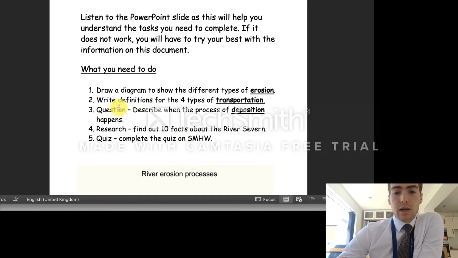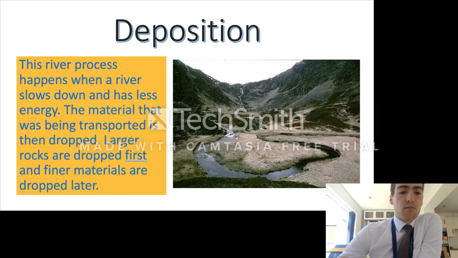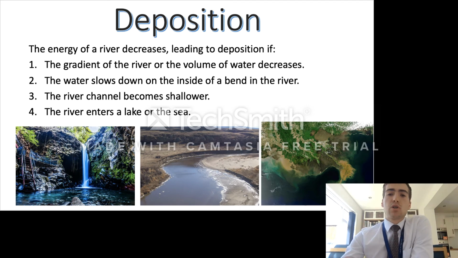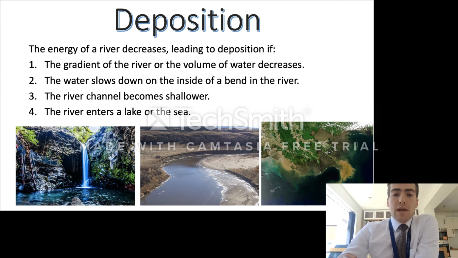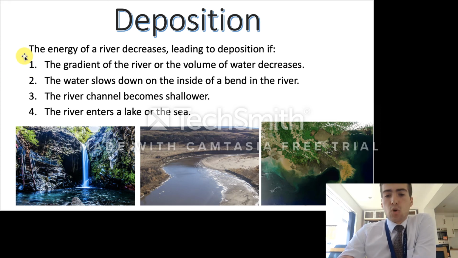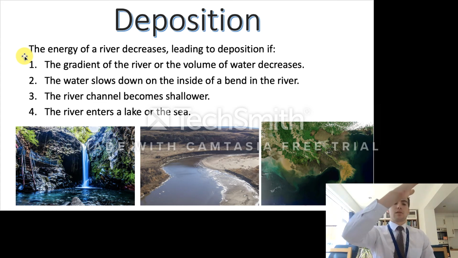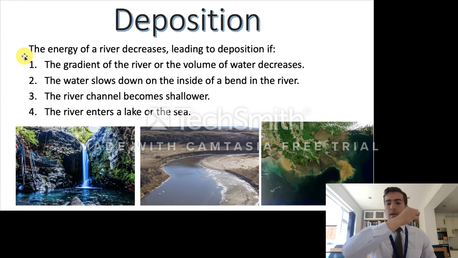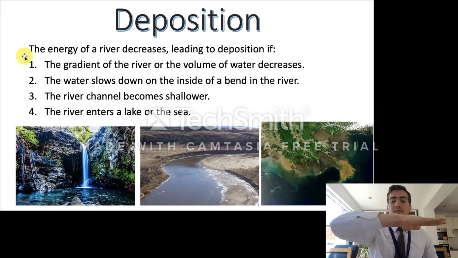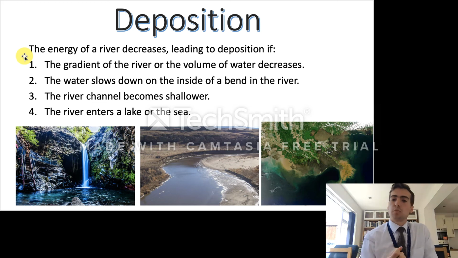So the question I want you to answer is, describe when the process of deposition happens. So deposition, the process of rocks being dropped off, happens because of 4 main things. The gradient of the river, or the volume of water, decreases. Okay, so the gradient being how steep that river is. If the river goes down to really flat land, then those rocks, those things that are being transported, are going to drop.